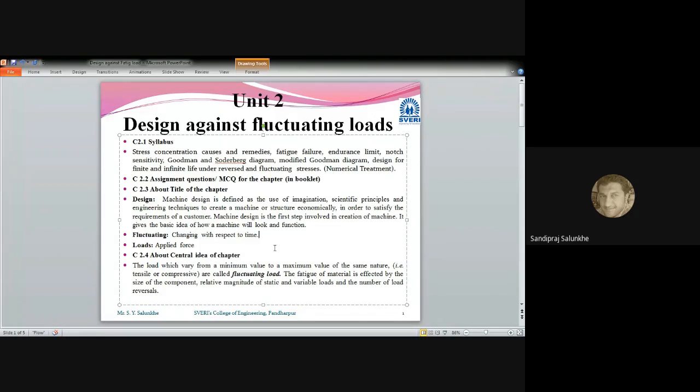Then we are going to have the assignment questions, and already I have provided you the assignment booklet. So from that booklet, you have to solve questions, okay? And you can note down those question numbers.